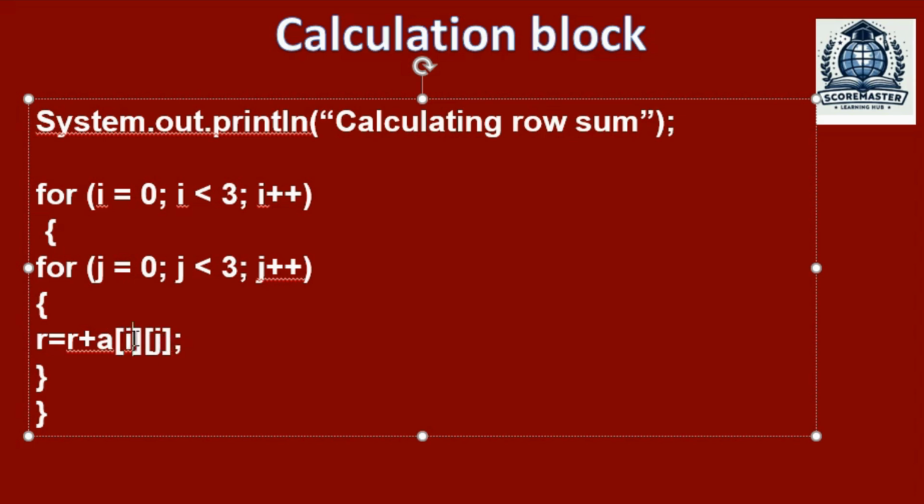So here, whatever it is, I am calculating the row, that is 0 0, 0 1, 0 2, 0 3. So it will be like 1 0, 1 1, 1 2, 1 3. So the calculation will be stored in R.